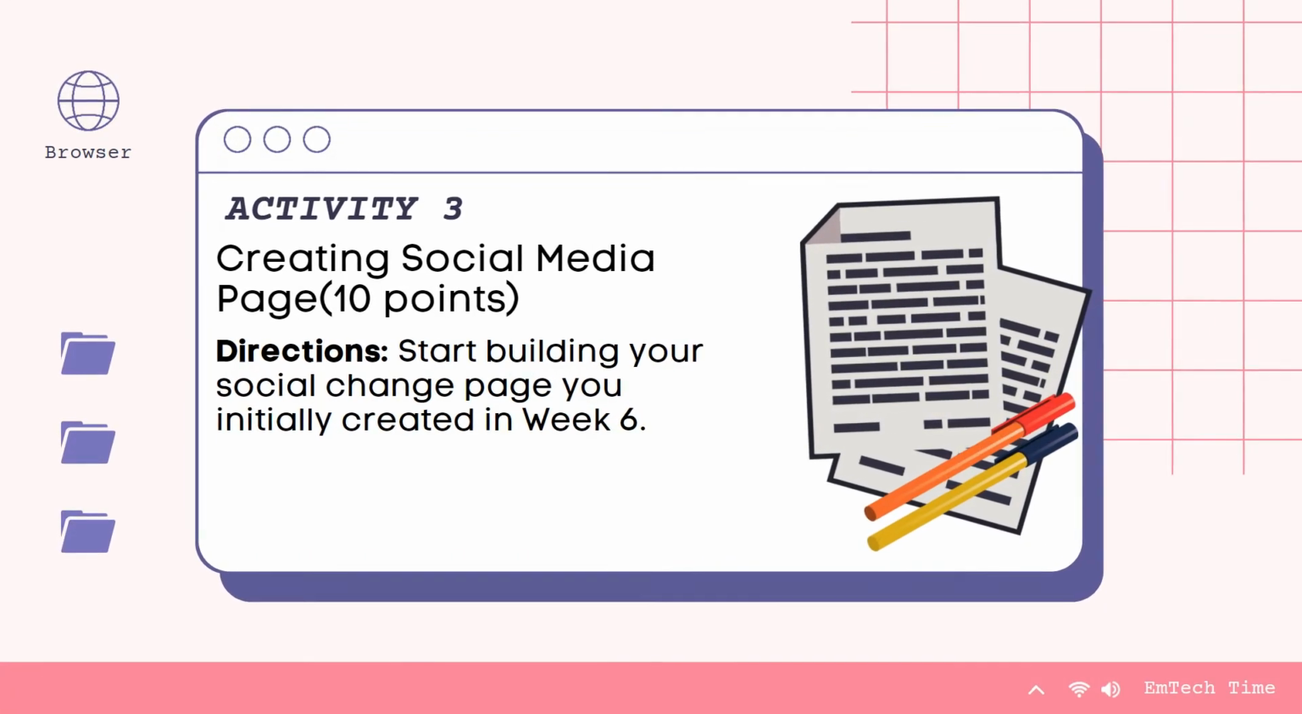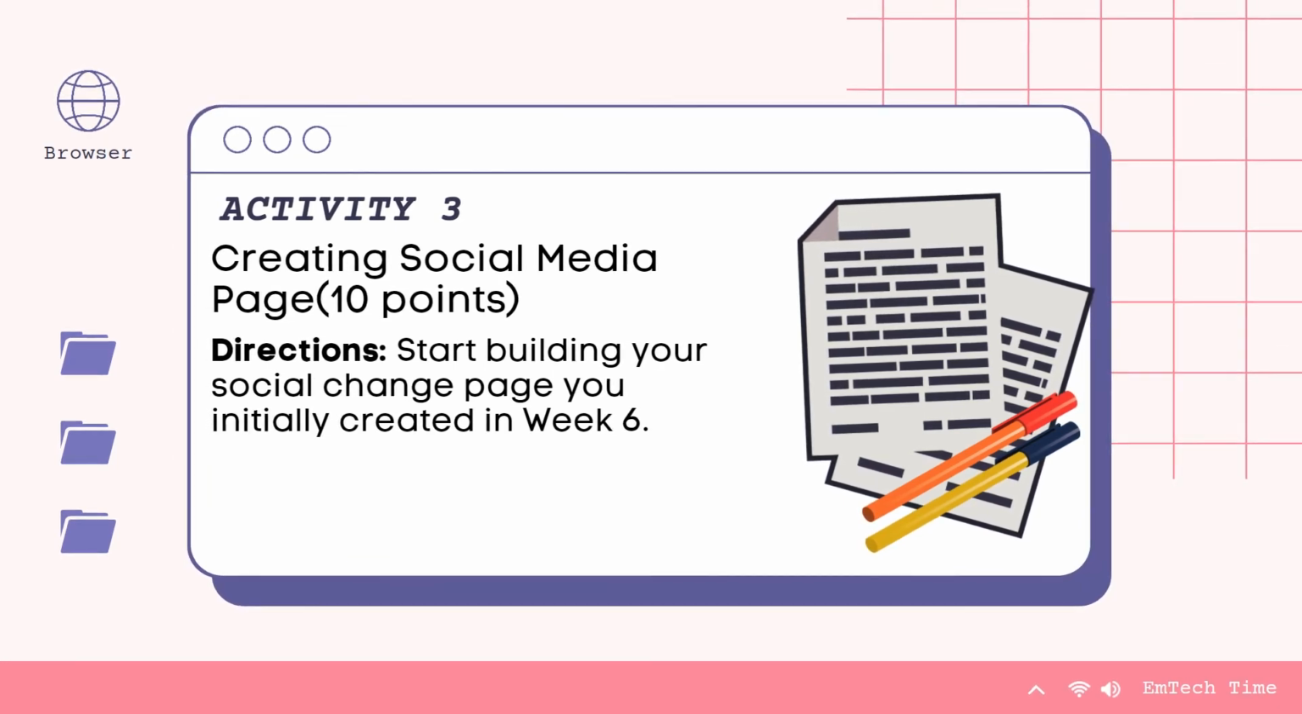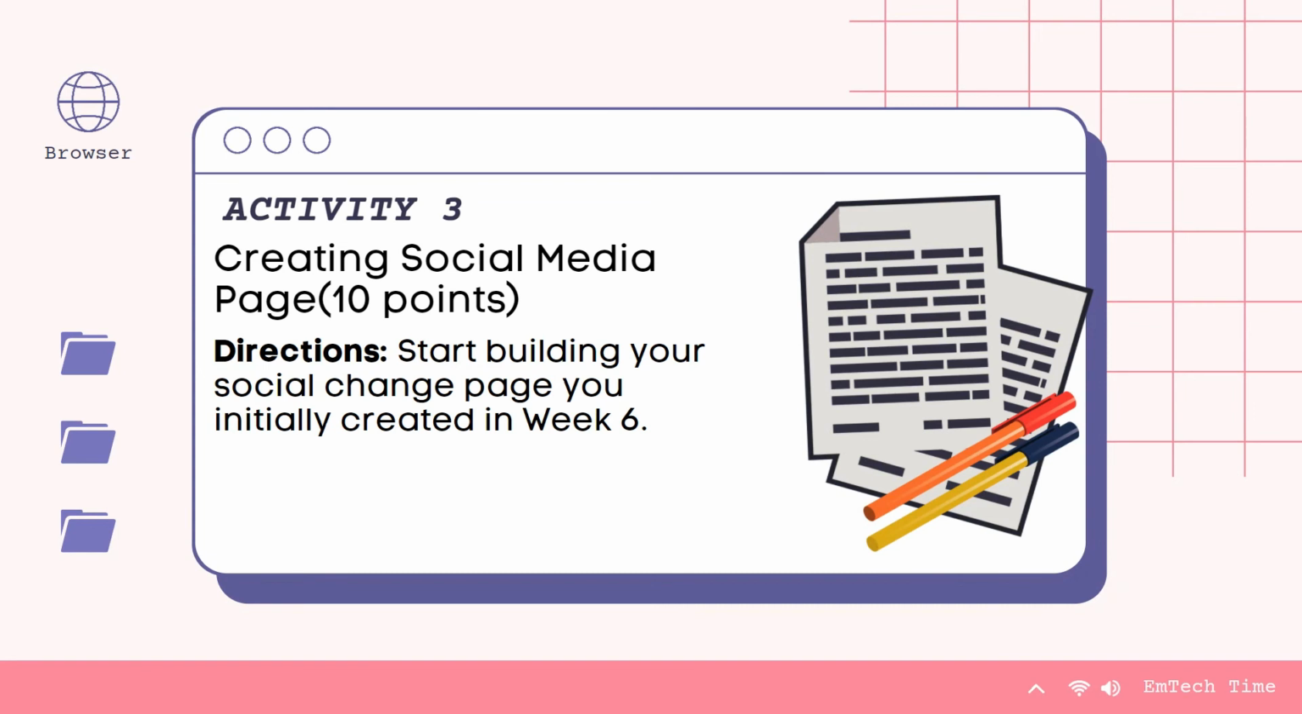For activity 3, this is an activity wherein you have to create your social media page. Direction, start building your social change page initially created in week 6. In week 6, we already drafted what our social media page will look like, depending on what kind of social change your topic is all about. So start building your social change page.